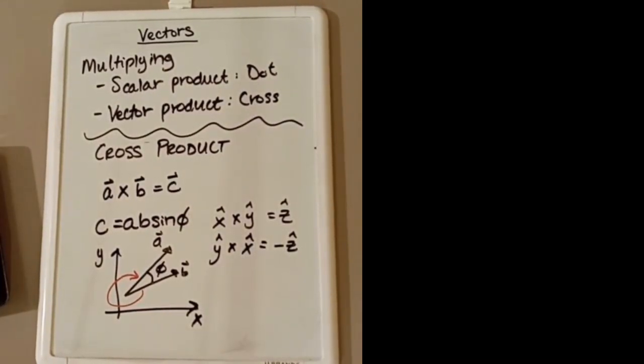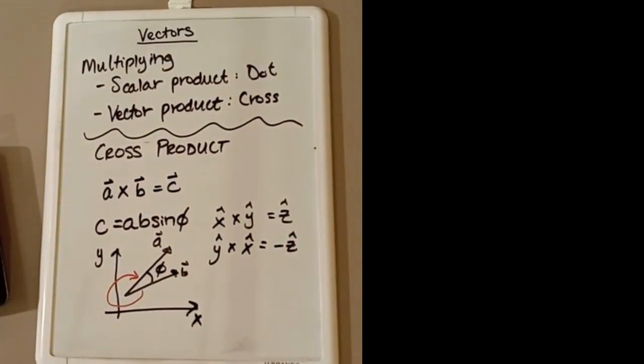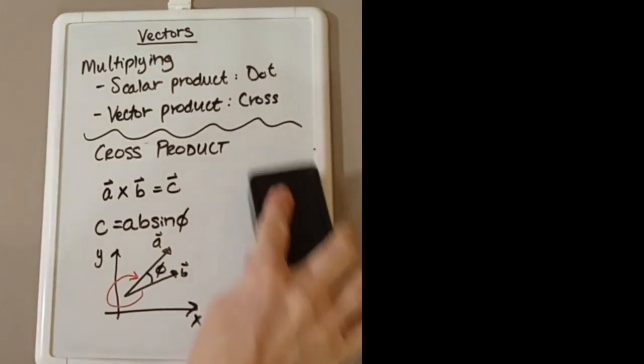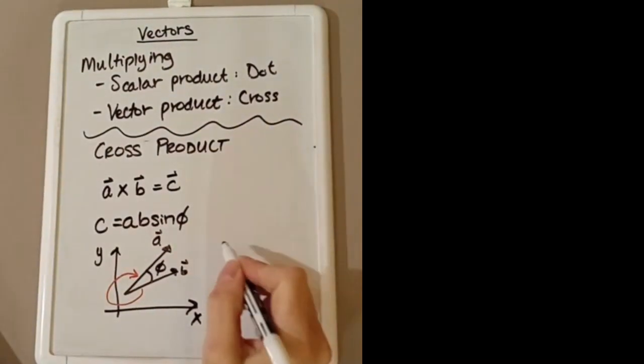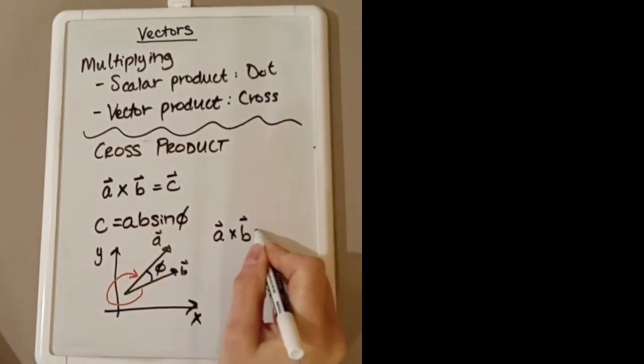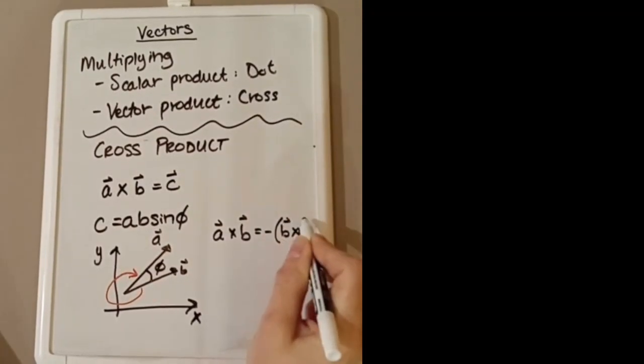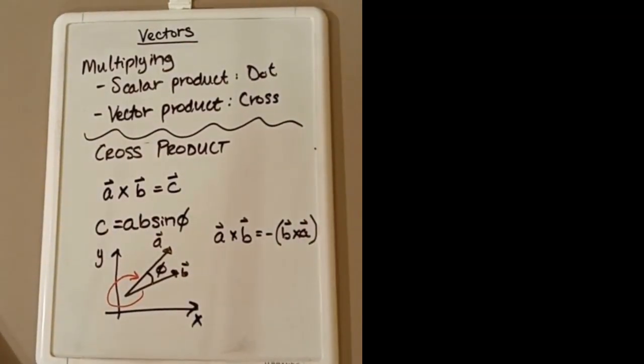Okay, so that is our cross product. The magnitude is AB sine phi, and we'll just write this out as an actual rule like we did before. So we have A cross B is equal to the opposite of B cross A. And then the direction of C is given by your right hand rule.